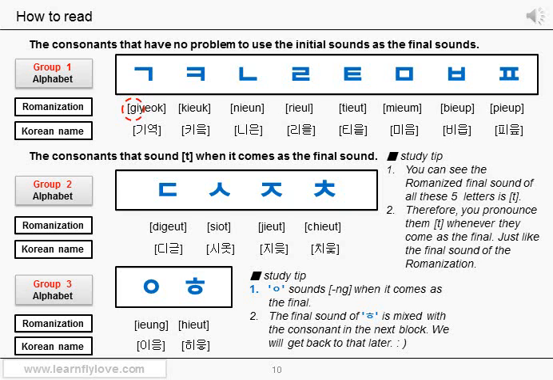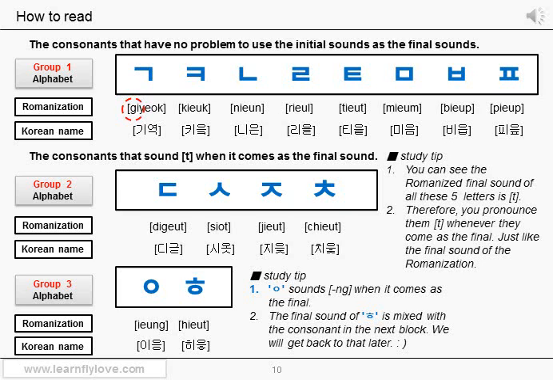We'll read you the actual name of the consonants and the sound of them together one more time. Please see the consonants in group 1. 그, 기역, 크, 키읔, 느, 니은, 르, 리을, 트, 티읕, 무, 미음, 브, 비읍, 프, 피읍. Okay, don't panic, just follow us.